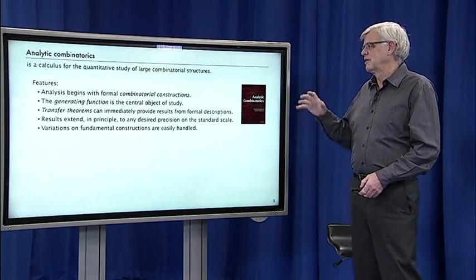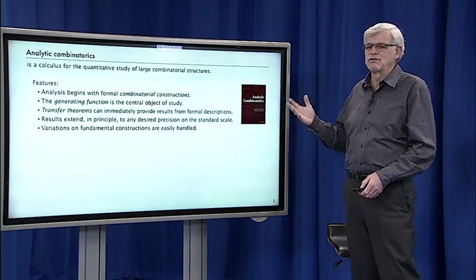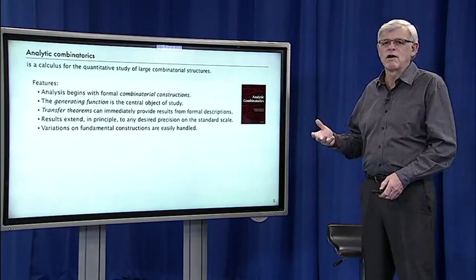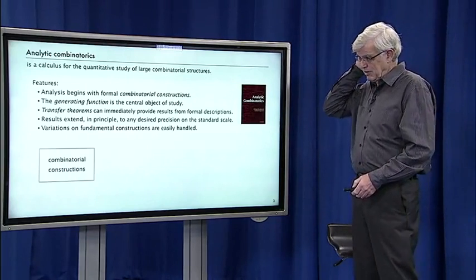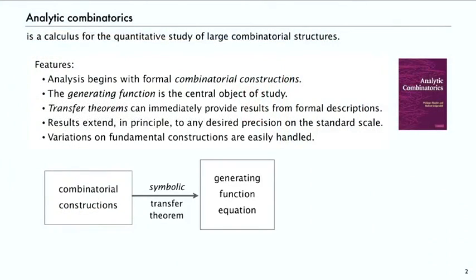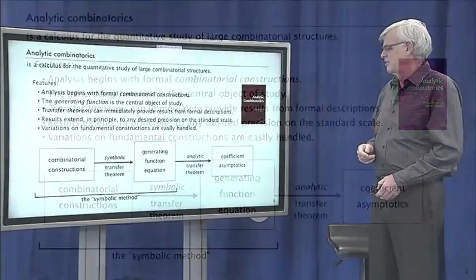And most important is that it's a calculus, that is, we can handle variations on fundamental constructions very easily, and those kinds of variations help us cover a very broad variety of problems for study. So this is just a graphic depiction. We start with combinatorial constructions, and we use a symbolic transfer theorem to get a generating function equation. And that process is sometimes known as the symbolic method. Then from the generating function equation, we use analysis, and we use the analytic transfer theorem to get our coefficient asymptotics directly.